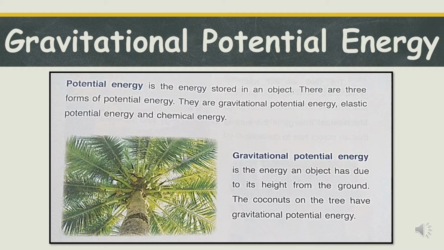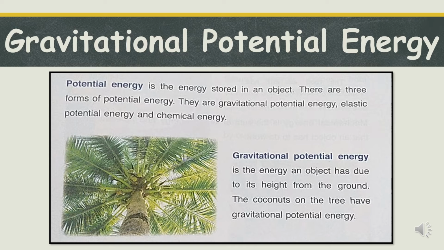The next one, potential energy. In this case, gravitational potential energy. Potential energy is the energy stored in an object. There are three forms of potential energy. There are gravitational potential energy, elastic potential energy, and chemical energy.